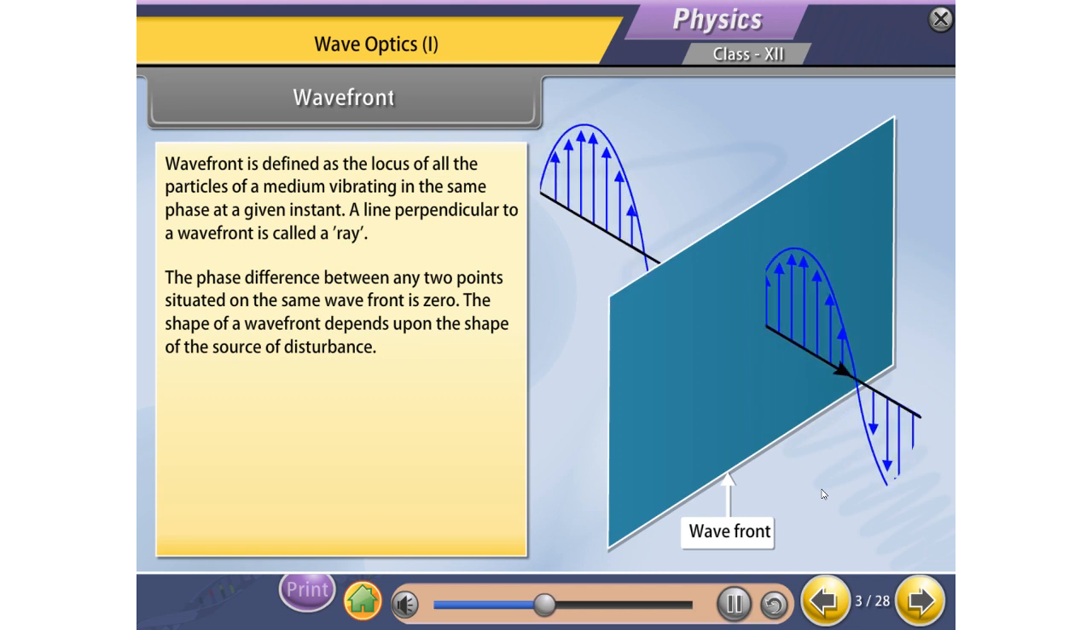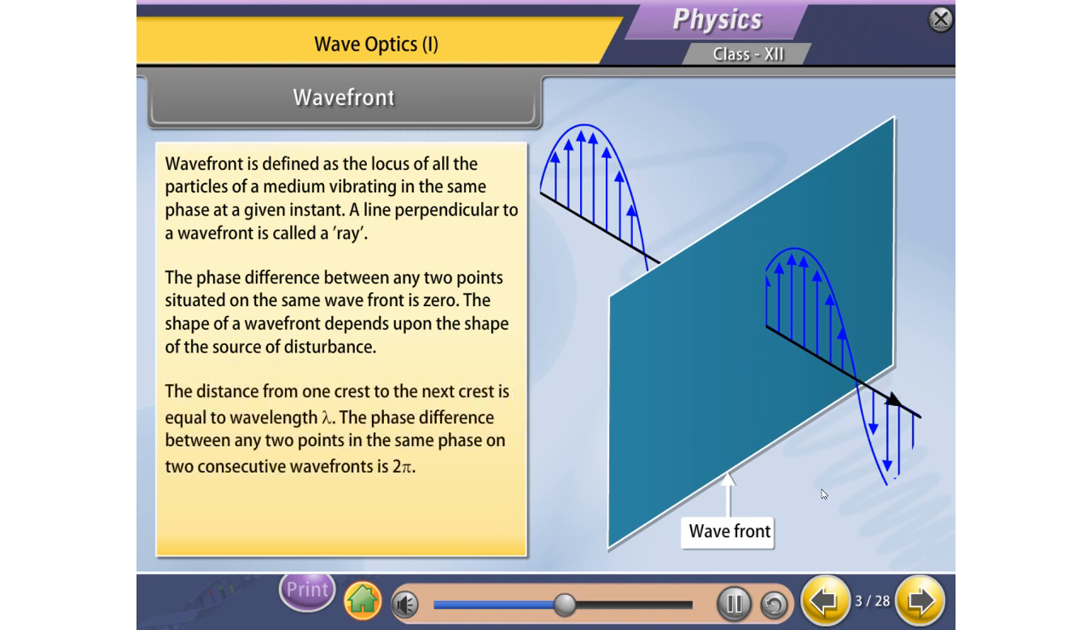The shape of a wavefront depends upon the shape of the source of disturbance. The distance from one crest to the next crest is equal to wavelength lambda. The phase difference between any 2 points in the same phase on two consecutive wavefronts is 2 pi. So, at any given crest and trough, the phase is 2n pi and (2n+1) pi respectively, where n is an integer.